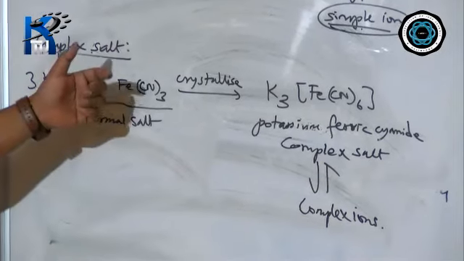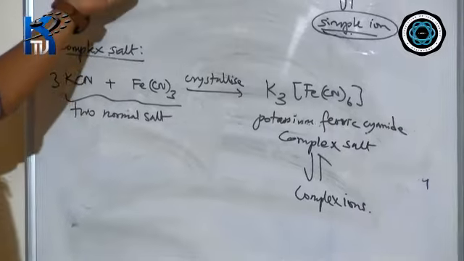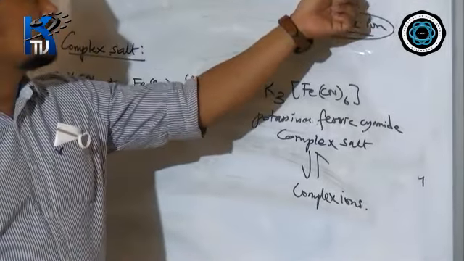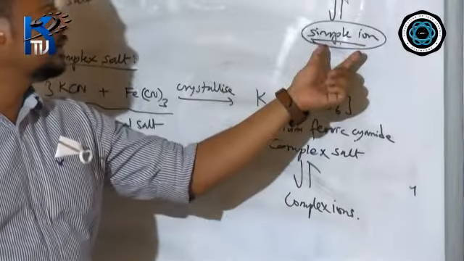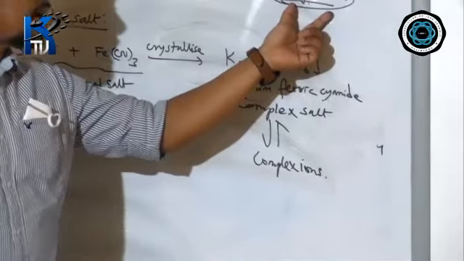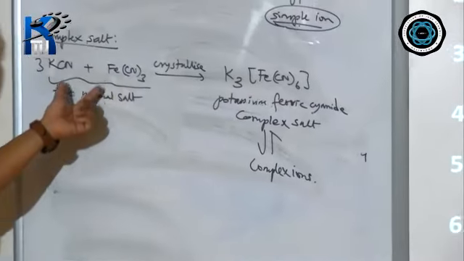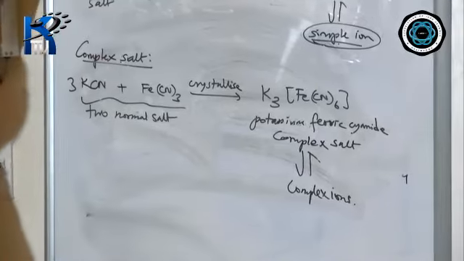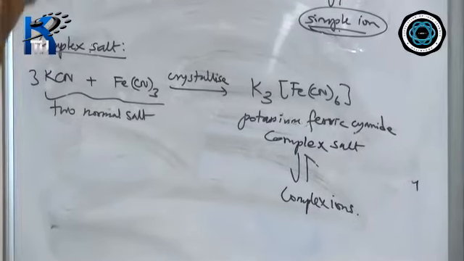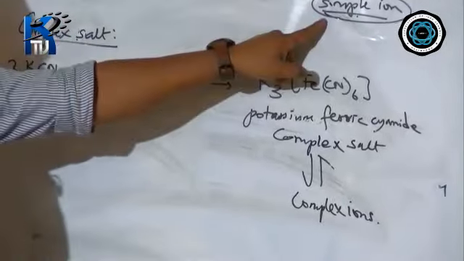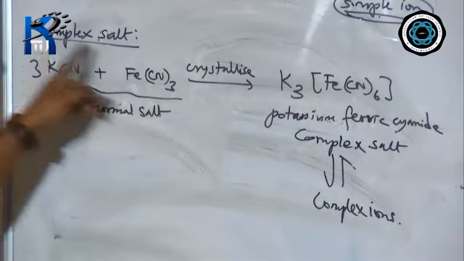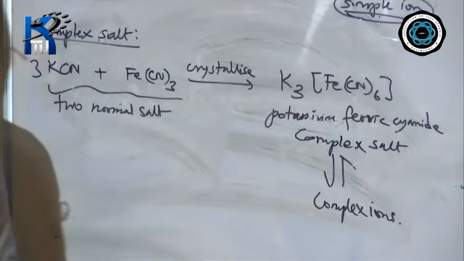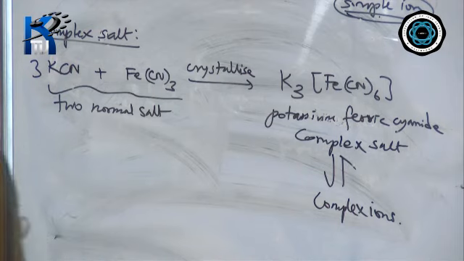So do remember students, an aqueous solution of 2 normal salts crystallized will give you a double salt, example potash alum. Such a salt dissociates to give you simple ions, whereas 2 normal salts when crystallized give you a complex salt, example potassium ferricyanide. Such a salt on dissociation produces complex ions. One of the major differences between double salt and complex salt is that a double salt on dissociation produces simple ions, whereas a complex salt on dissociation produces complex ions. That will give you the main difference between them.